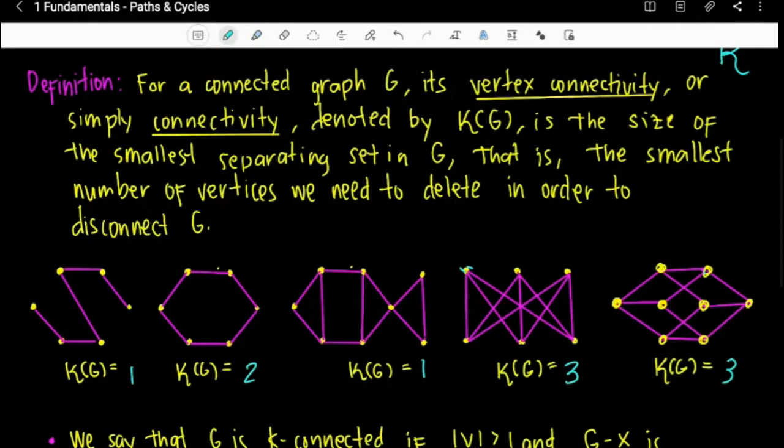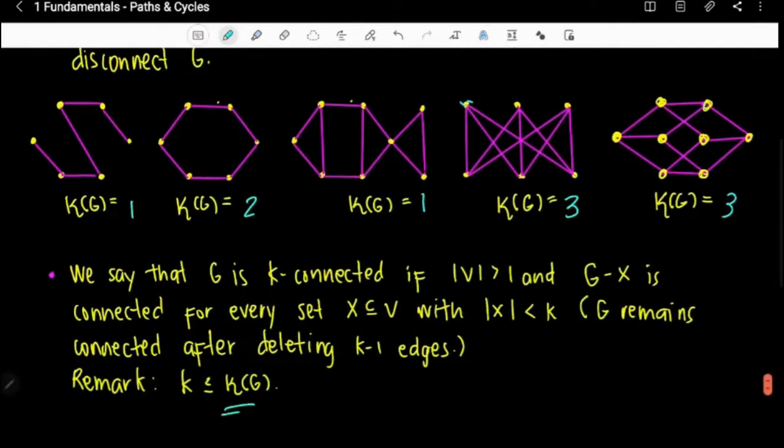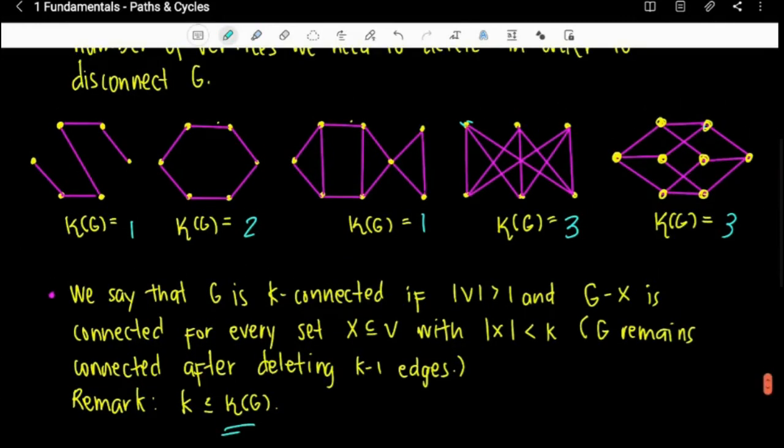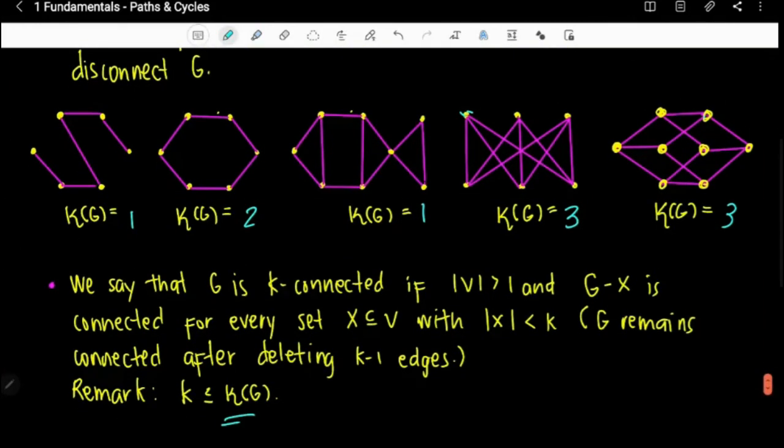Ibig sabihin kasi, 2 connected din siya eh. Kasi pag nag-delete ka ng less than 2, connected pa rin. So, 2 connected siya. Pag nag-delete ka ng less than 1, ibig sabihin, wala ka i-delete, connected pa rin. So, 1 connected ka. Yan. Vertex connectivity pala starts with 1. Hindi pala kasama yung 0. Kasi hindi ka naman pwede mag-delete ng negative 1 vertex. So, you are either 1 connected, 2 connected, 3 connected, and so on, up to maximum value mo ay chi of G. Yan. So, those are examples of graph with different value of chi.